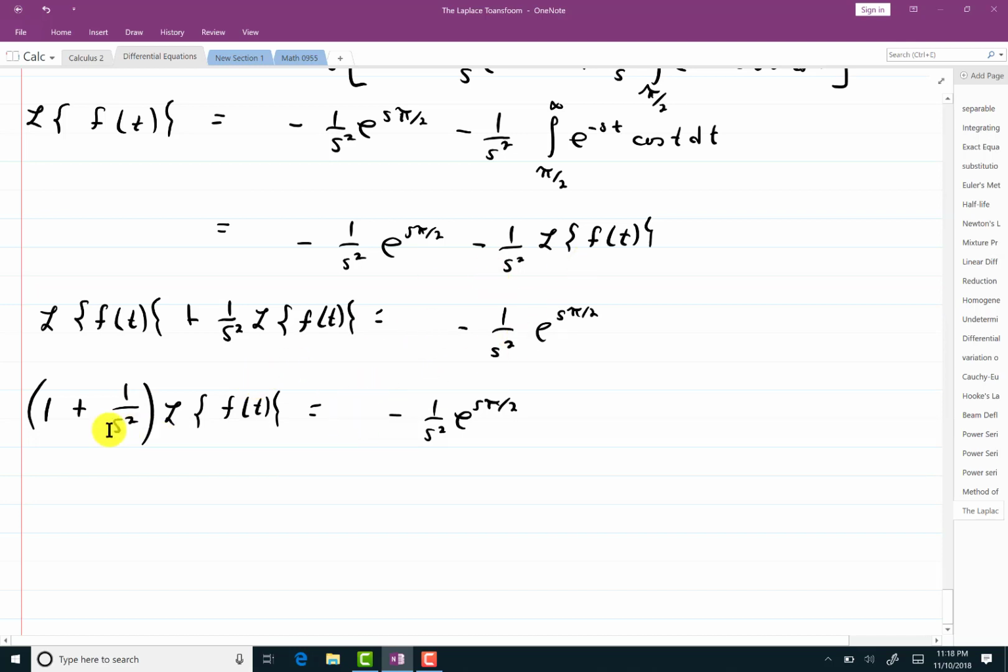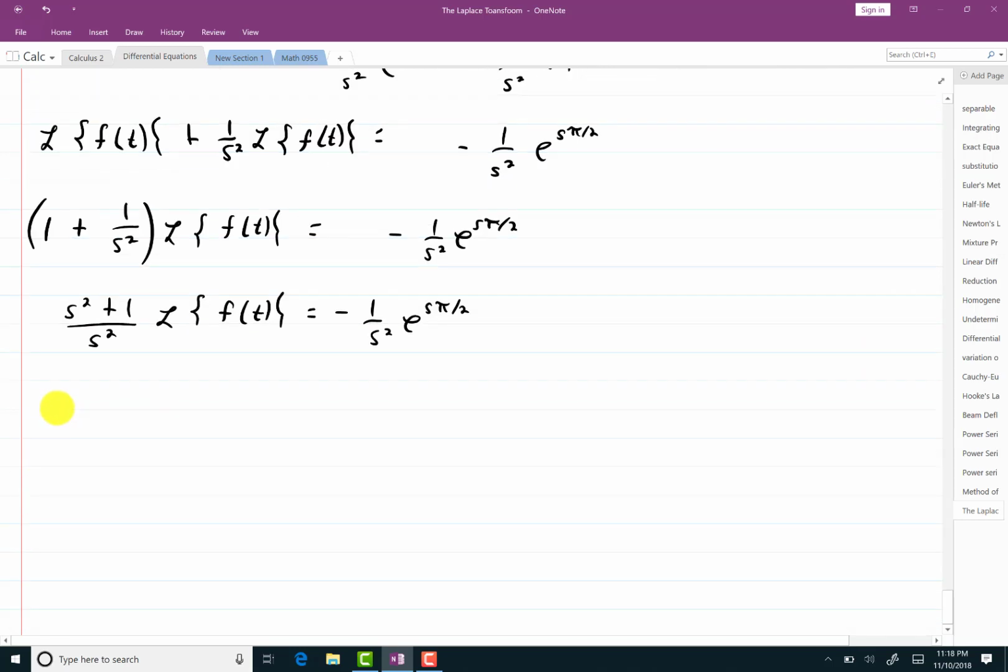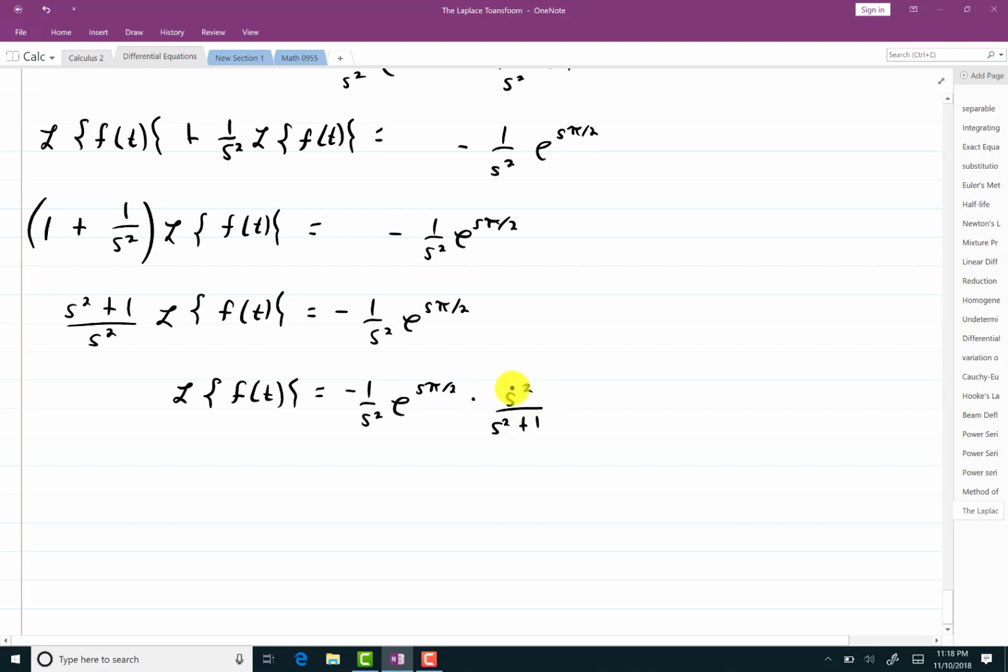So anyways, I still have the same thing going on here. I'll make this one a simple fraction. I'll have s squared plus 1 over s squared, the Laplace of f of t. That equals negative 1 over s squared e to the s pi over 2. I'll go ahead and multiply by the reciprocal of that fraction. So the Laplace transform of f of t will equal negative 1 over s squared e to the s pi over 2 times s squared all over s squared plus 1. I can cancel the s squareds, and it looks like I have negative e to the s pi over 2 divided by s squared plus 1.